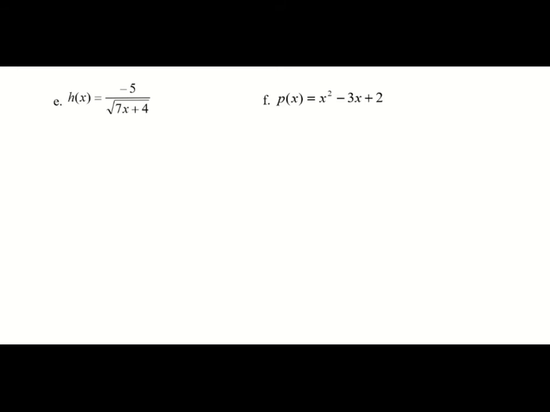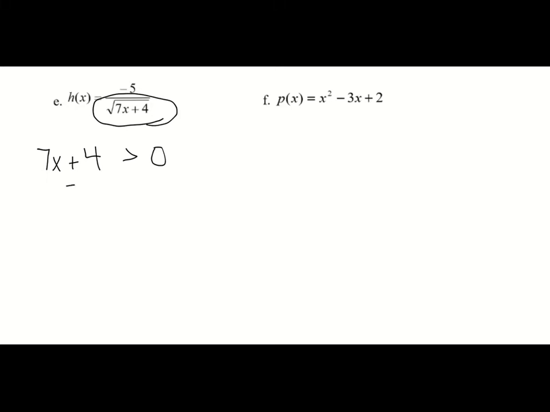Okay, so now for E, we actually have a denominator and a radical here in our function. So now we're going to treat it like a radical. We're going to take our 7x plus 4, and we know it has to be greater than 0, but in this case, because it can't be 0, we're not going to put the line underneath. We're not going to say greater than or equal to. We're just going to say it has to be greater than 0.